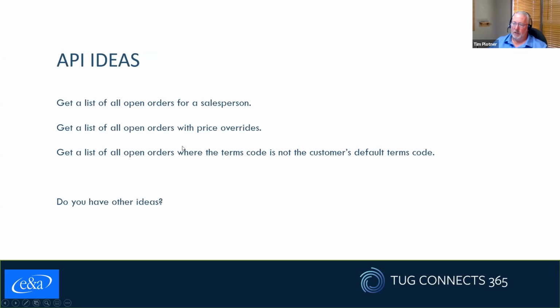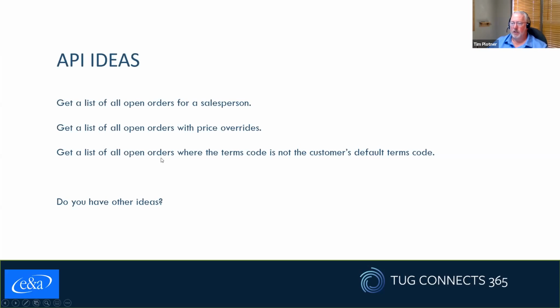Now, each one of these, you could do other ways if you wanted them internal to FACTS. So for example, a list of all open orders with price overrides: you could go into the actual order entry program, and when they saved a document with a price override on it, generate an alert. And then people could subscribe to that alert. They could see every time someone created a price override, they would get an alert, either an email or something else. The list of all open orders where the terms code is not the default, you could also do this in sales order entry.